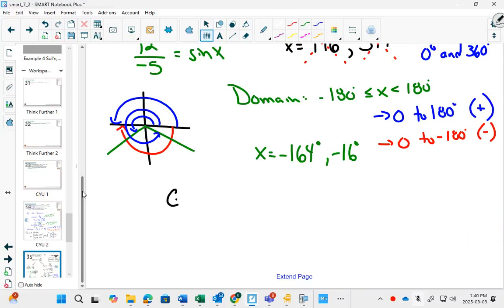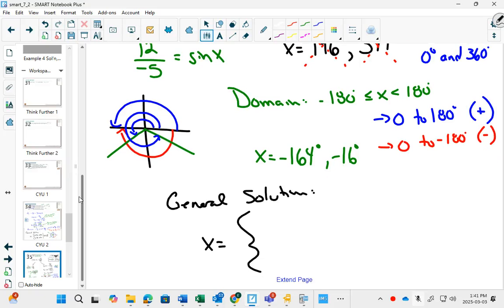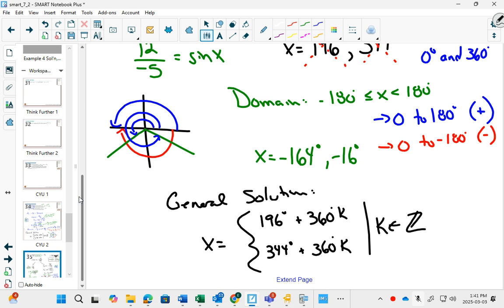Then the general solution. General solution says solve between 0 and 2 pi. That's why I kind of like our answers to begin with, because we did this already. We had 196 and we had 344 degrees. And since it's in degrees, instead of 2k pi, we have to do plus 360 degrees k. Still define k to be part of the integers.